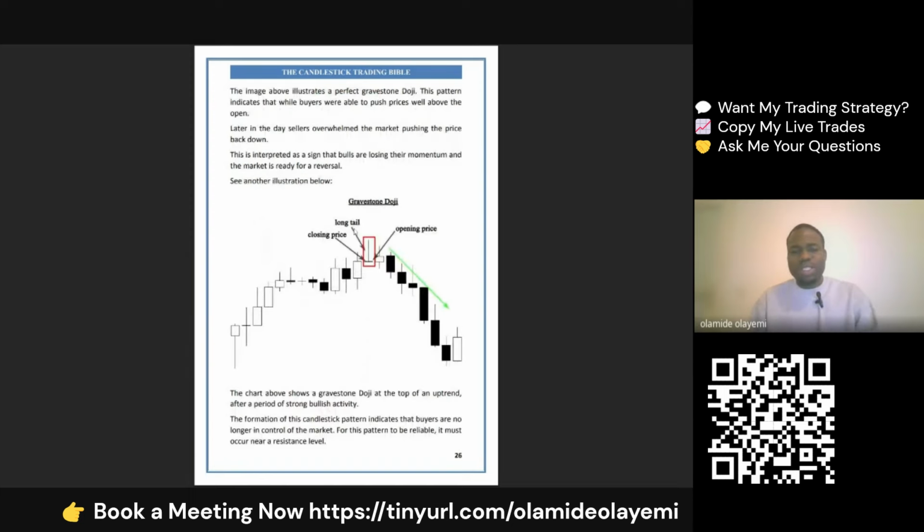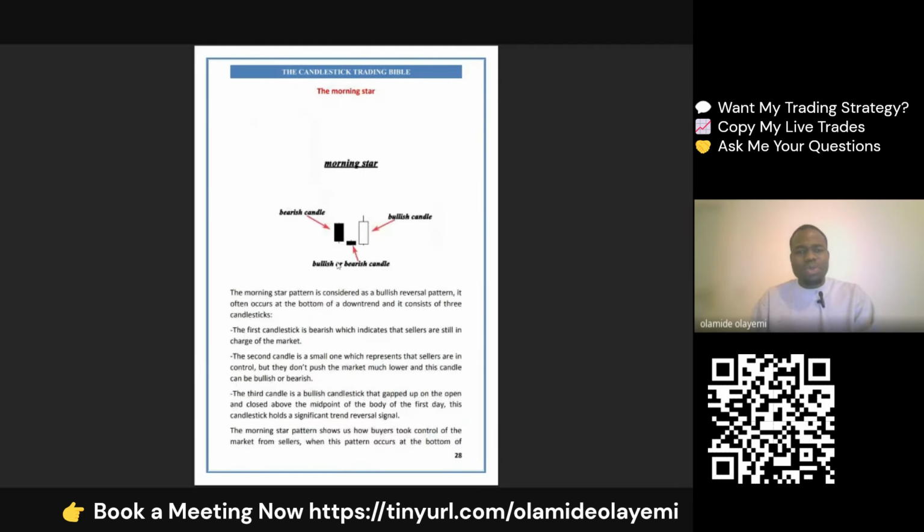And then what happens when this occurs? You can see this trade. It was a bullish trade before the gravestone doji showed up, and then you can see what happened. The price started coming down. So when you see something like this, it's a signal that the price is likely going to start going down. All right. So let's look at another one quickly.